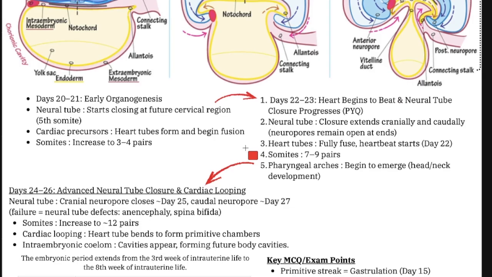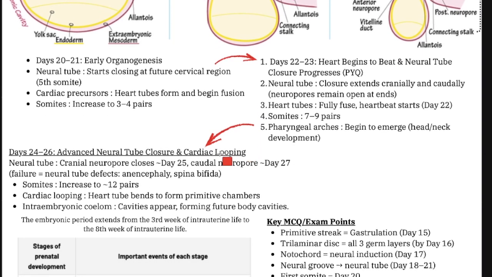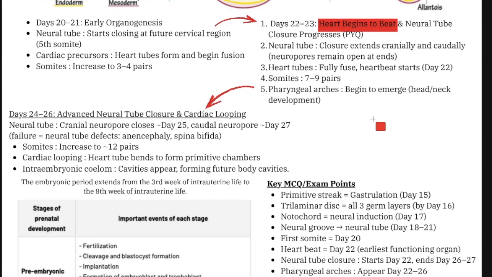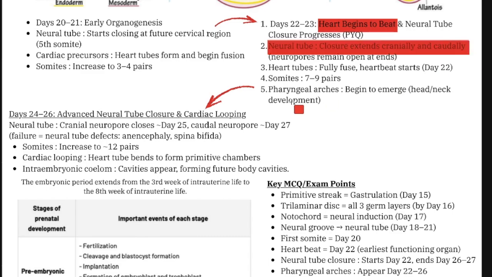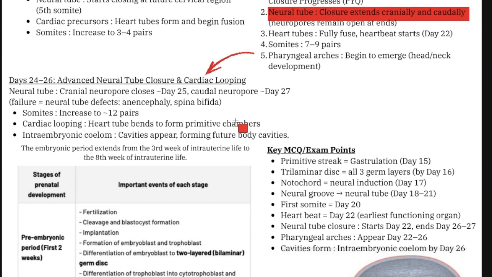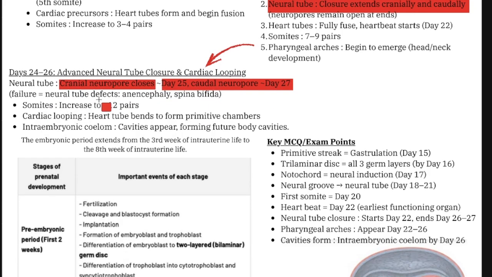On day 22, a milestone is reached: the heart begins to beat. This is the earliest functioning organ. The neural tube continues to close, starting in the cervical region and zippering up towards the head and down towards the tail. The ends, called neuropores, close between days 25 and 27. Failure of the neural tube to close properly can lead to defects like spina bifida or anencephaly.